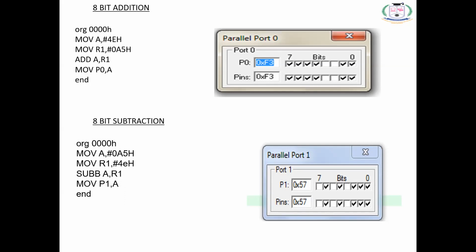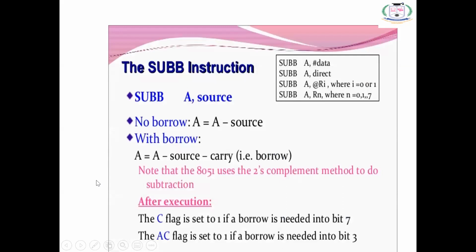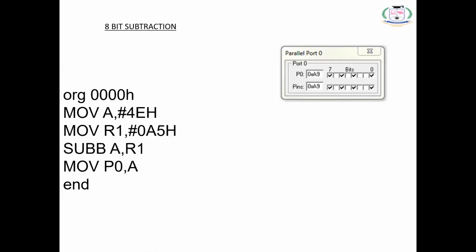Without understanding the concept... and one more thing you can ask, actually, in a lab program, how they will give the data: store the value in the accumulator, or store the value in port 0, or store the value in register R6. Depending upon that, you have to move the data. Can you understand? So here we are moving the accumulator to port 0. In this case, we are moving the accumulator value to port 1. That we have to decide. Okay, now I have explained SUBB.